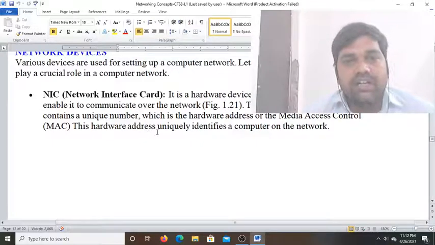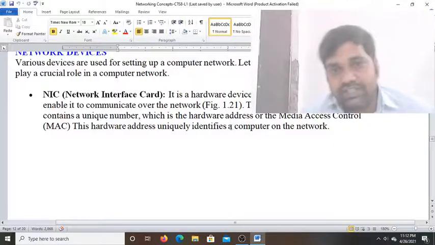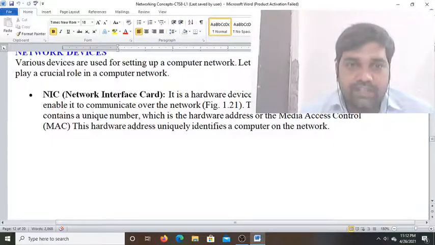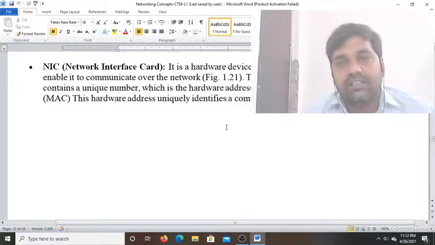So this hardware address uniquely identifies a computer on the network, from which computer the request is generated, through which computer the mail is sent. If these things are to be identified, it can be done with the help of the MAC address, and this MAC address is unique.